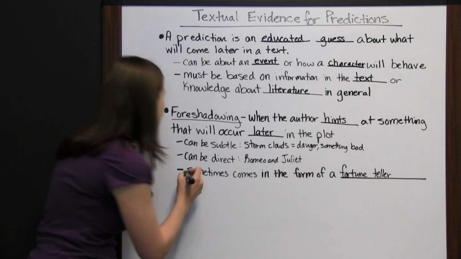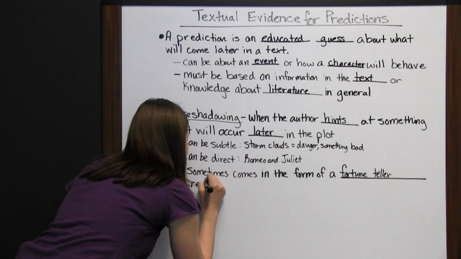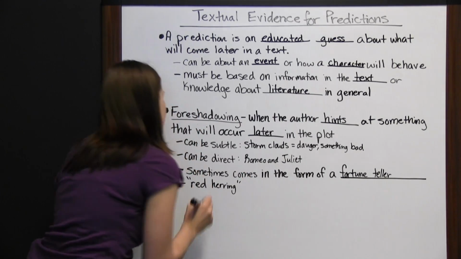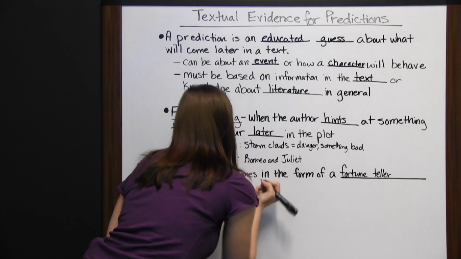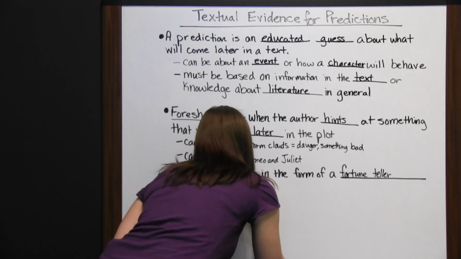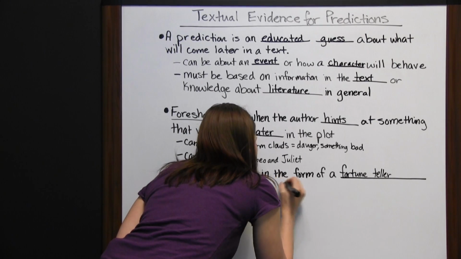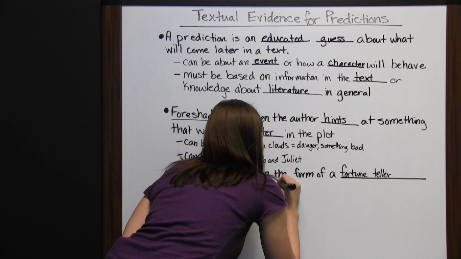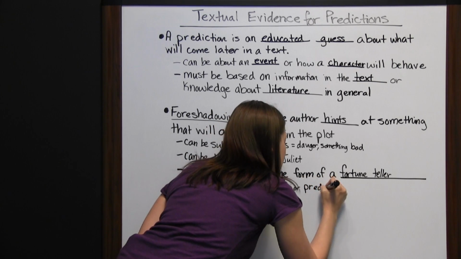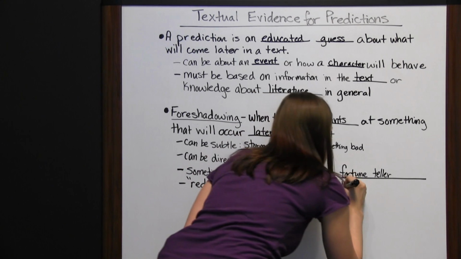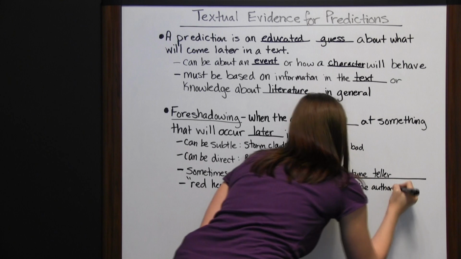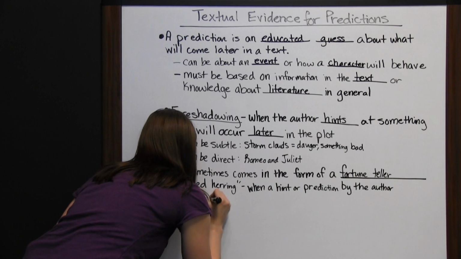Now, sometimes the author will throw in what's called a red herring. And that's when they tell you what's going to happen, but it doesn't really happen. So, when a hint or prediction by the author does not actually happen.